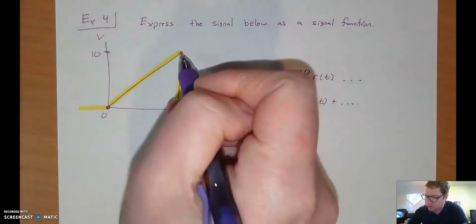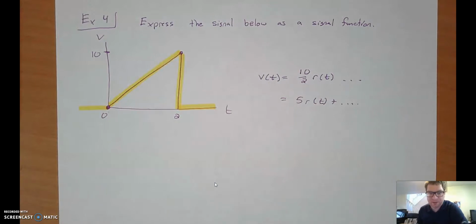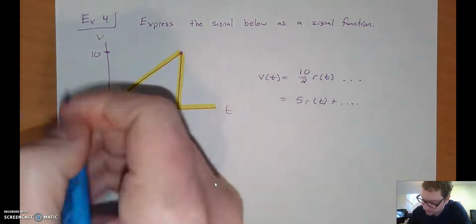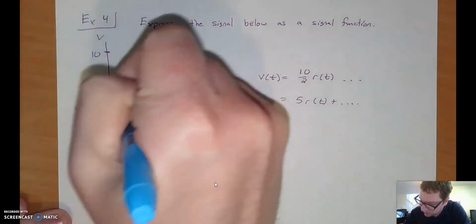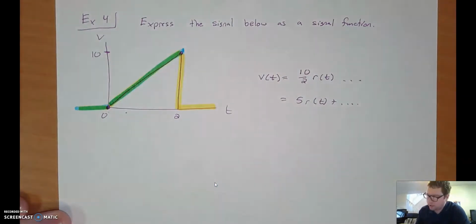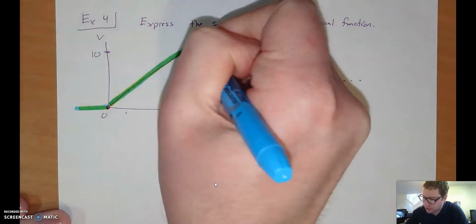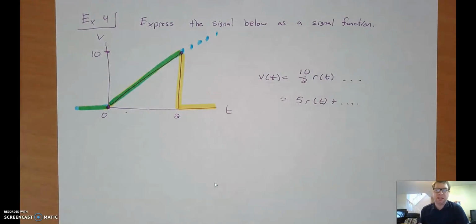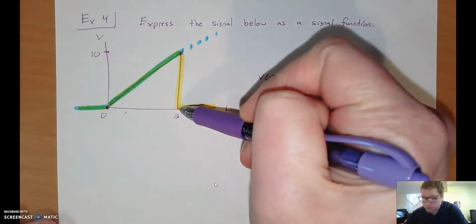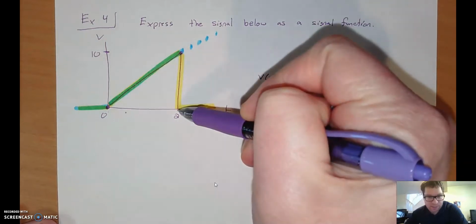What we need to happen now, we've captured this much of the signal. Now if it keeps going, it's going to want to come up here. And so we need to jump down, or turn off the ramp function. Whenever you see a big jump like this, this is a step function.